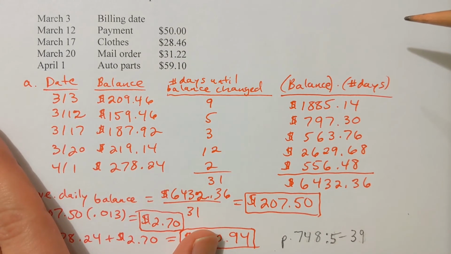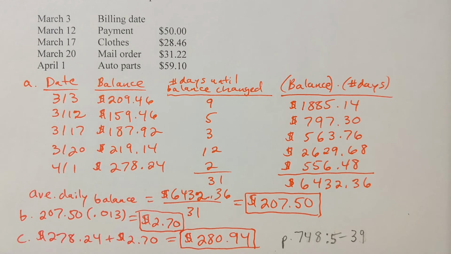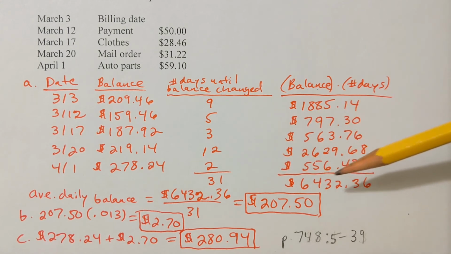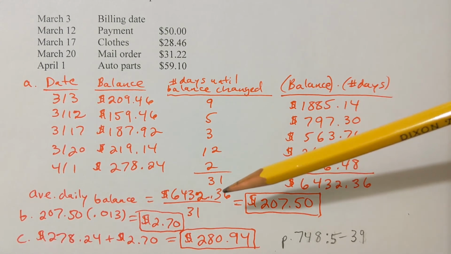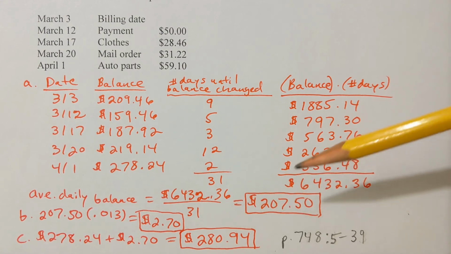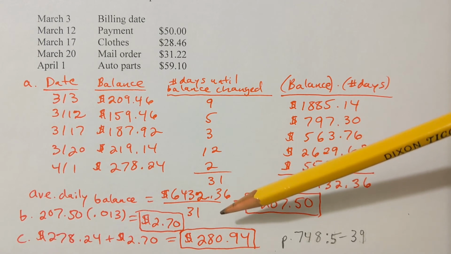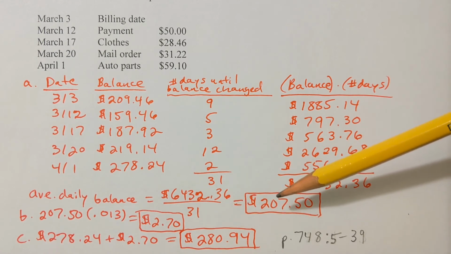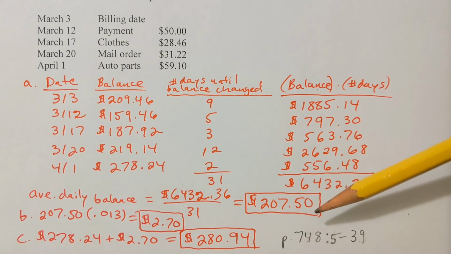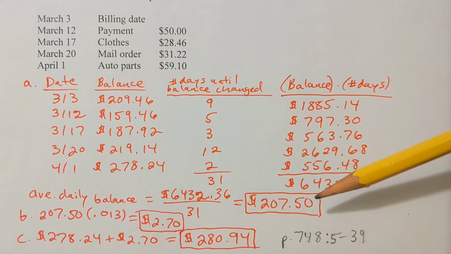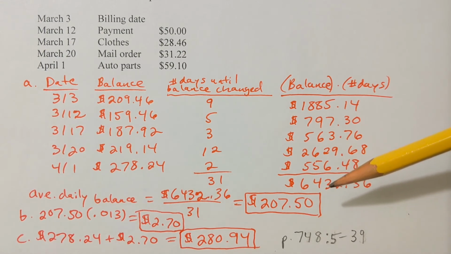Okay, now the average daily balance is where you're finding the average per day. Okay, there's 31 days if you go March 3rd to April 3rd. So I'm going to take the total here that we've gathered and divide by 31 to find out the average daily balance. Okay, when you divide by 31, you get $207.50. And again, you're working with money, so go near a cent. Okay, so that'd be the average per day that she had on the card.